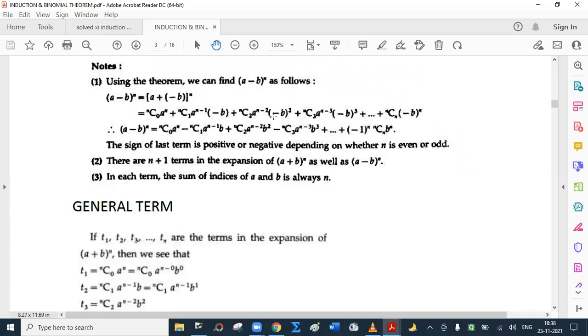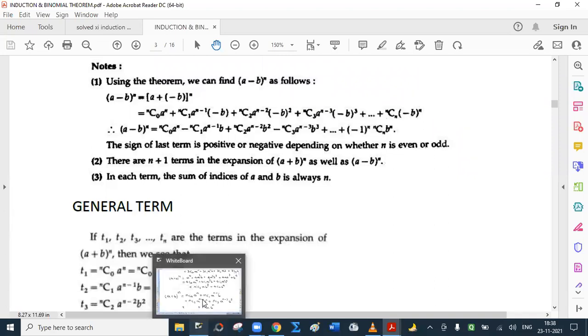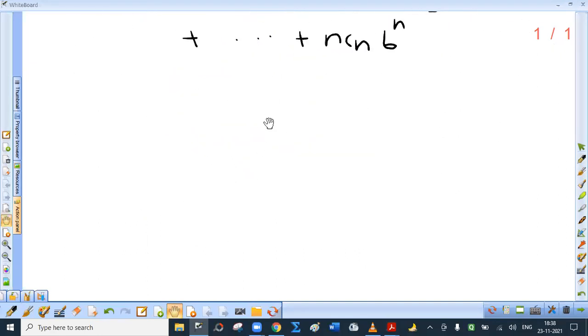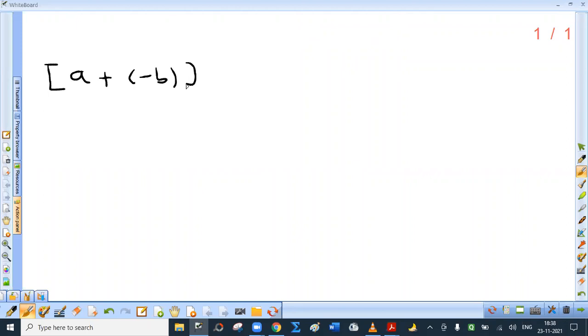What will be the expansion of a minus b raised to n? Can you tell me? Basically, what is a minus b? It is interesting. It is a plus minus b. I hope you are getting this.